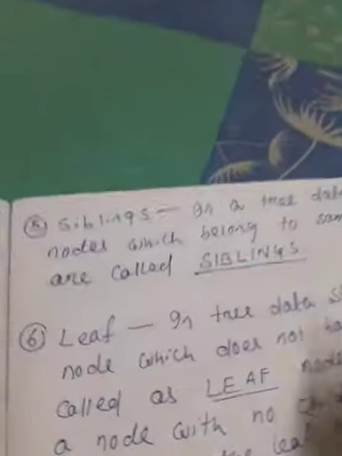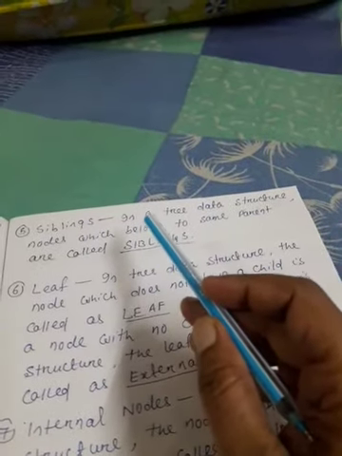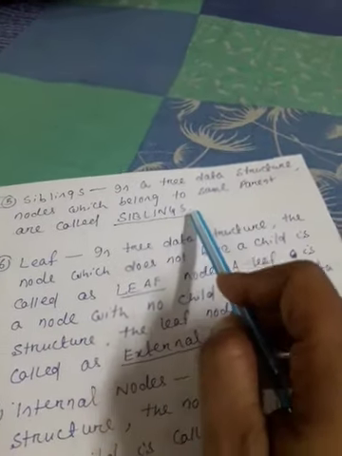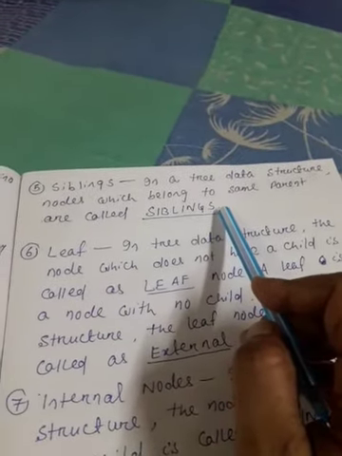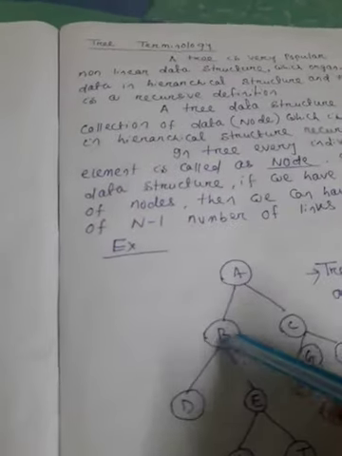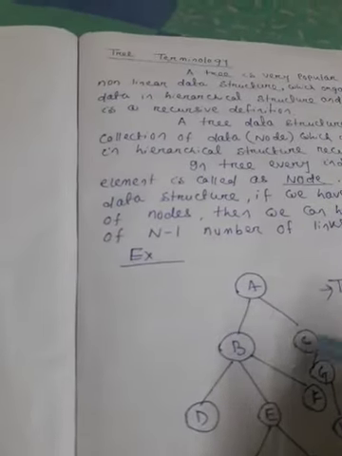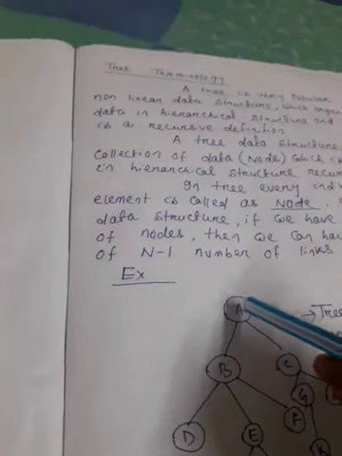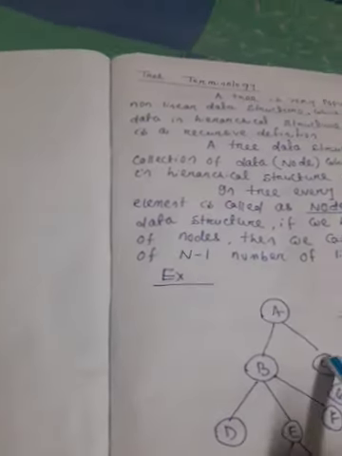Then next one is sibling. In a tree data structure, nodes which belong to the same parent are called siblings. So in the above example, B and C are two nodes which have the same parent node, and that is known as A.